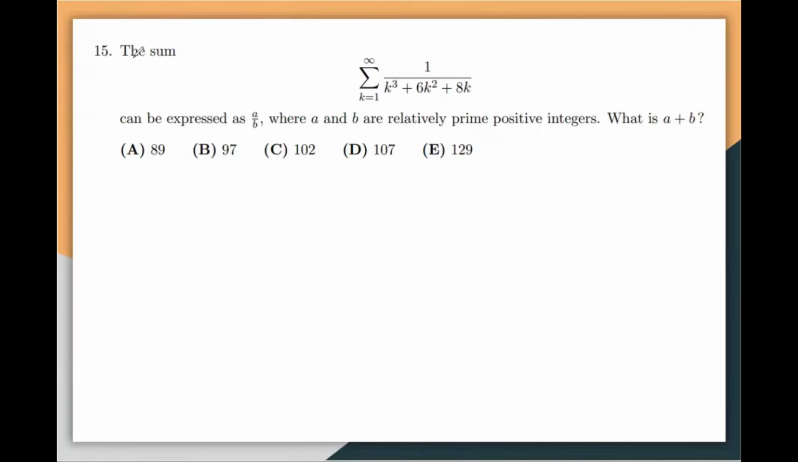Okay, so we have now number 15. The sum of the expression we are given is expressed as A over B, and we want to find the sum of A and B. This is an interesting question, but it is also one of the common topics we've seen a lot in the AMC so far. It is telescoping stuff.